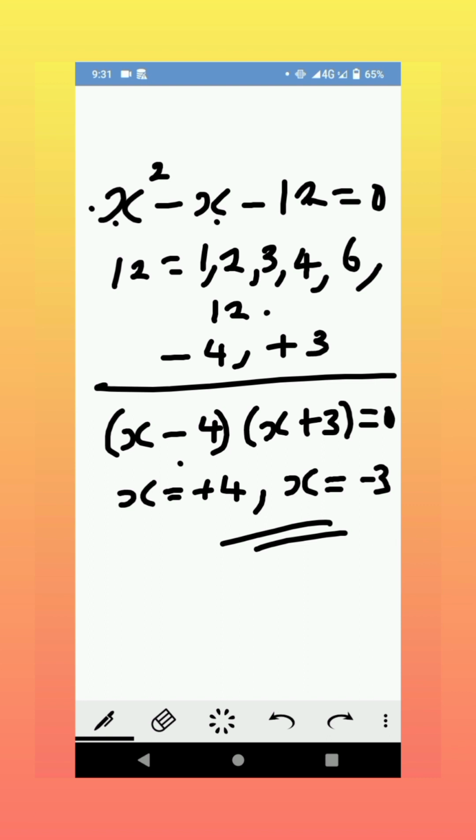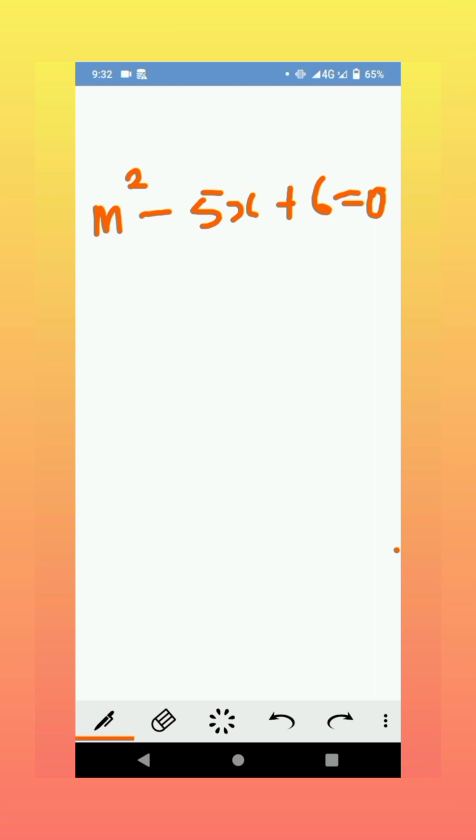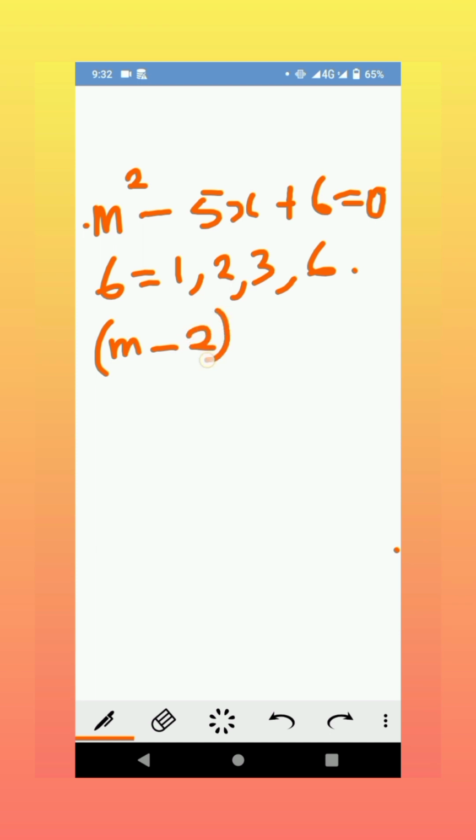Let's look at another example. In this case, our AC is 1 times plus 6. So factors of 6, like we know, are 1, 2, 3, and 6. So we are substituting straight. So we have m, because the values will be minus 2 and minus 3. That's what will give us plus 6, and when added will give us minus 5. So we'll drop the first one, then we'll have the second one, m minus 3 equals 0.